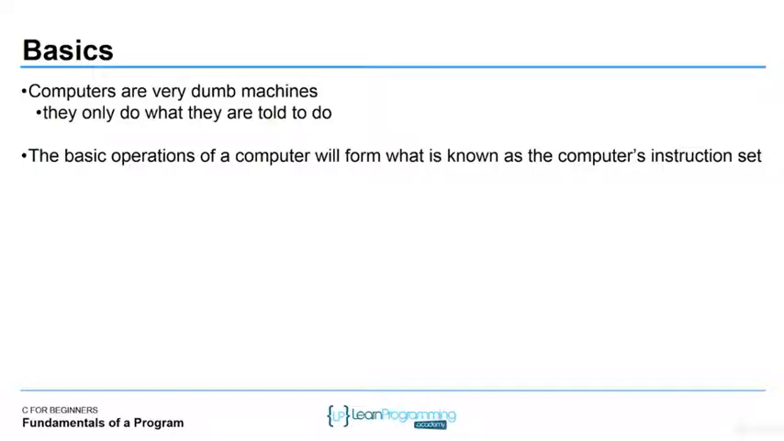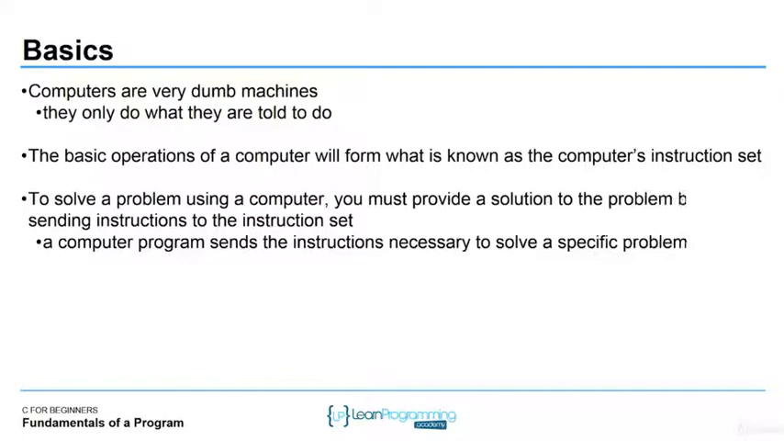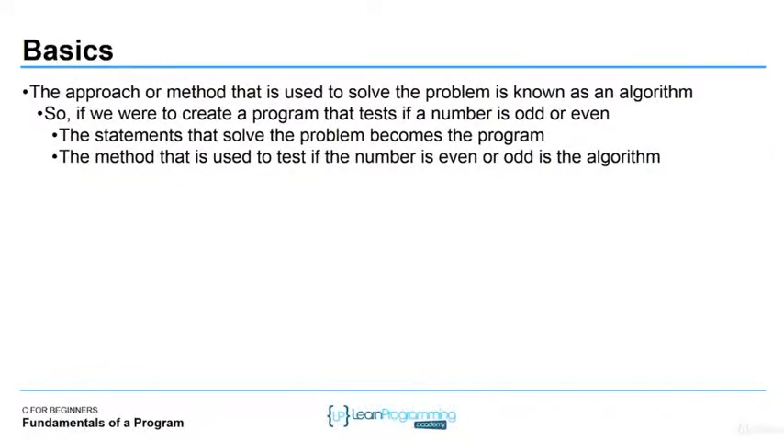At an even lower level, each computer has what's called an instruction set, and an instruction set is basically the instructions on the CPU, the processor of the computer. So to solve a problem by telling the computer what to do, you provide the solution by sending these instructions to the instruction set. That's what's happening when you write a computer program: you're sending specific instructions to solve a specific problem via commands to the CPU, the processor. And the approach or method used to solve the problem is known as an algorithm.